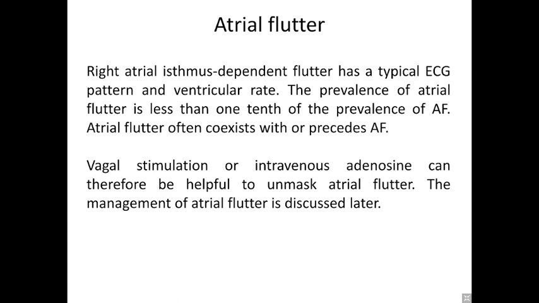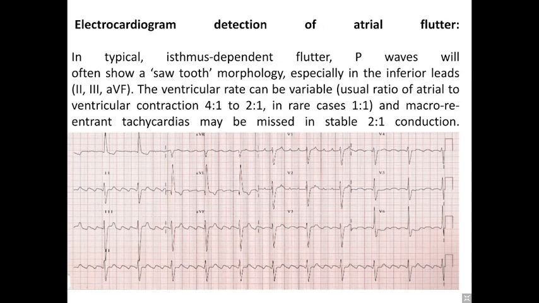Right atrial isthmus-dependent flutter has a typical ECG pattern and ventricular rate. The prevalence of atrial flutter is less than 1/10 of the prevalence of atrial fibrillation. Atrial flutter often coexists with or precedes atrial fibrillation, and vagal stimulation or intravenous adenosine can therefore be helpful to unmask atrial flutter. The management of atrial flutter we'll discuss later.